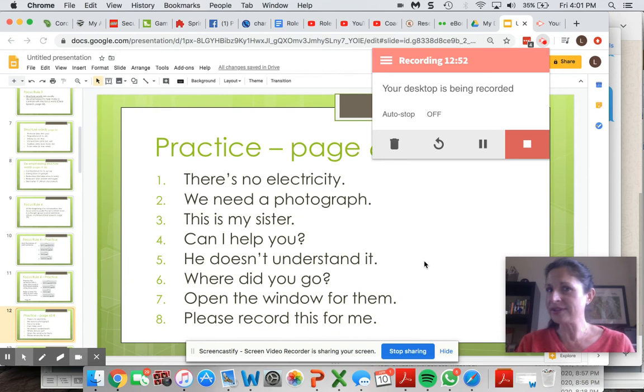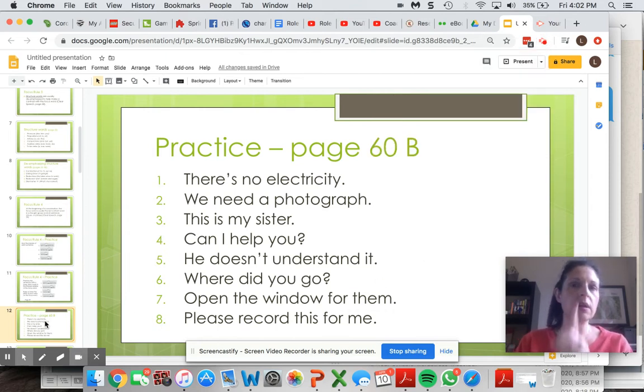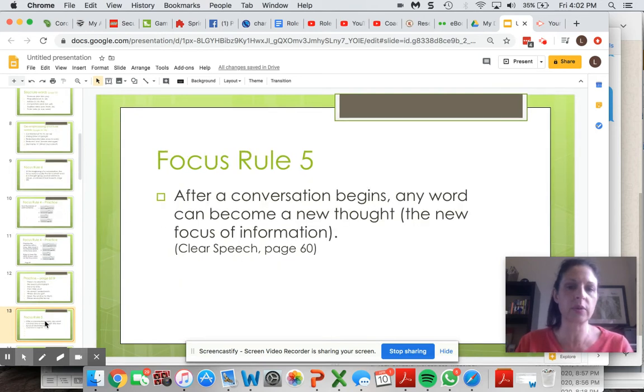Please record this for me. So this was one of those words that we practiced a few weeks ago. Remember that record is a noun. Stress is on the first syllable. Record is a verb. Please record this for me. So your stress is on syllable number 2 with a long O sound. Please record this for me. Good. So those are all content words as your focus word.